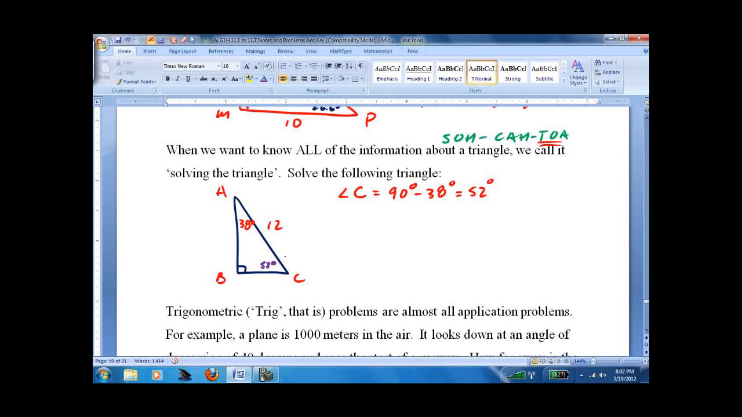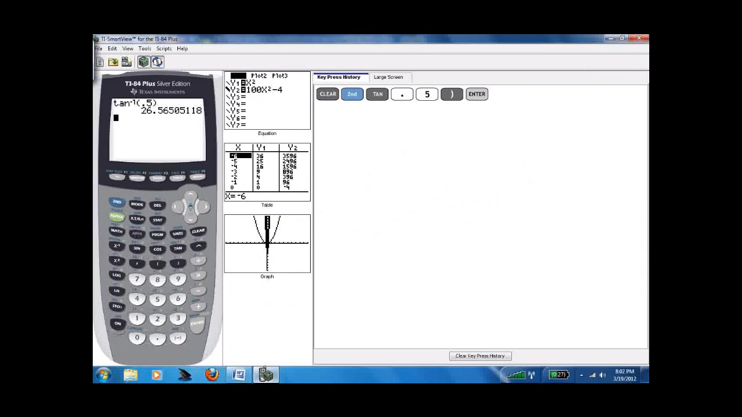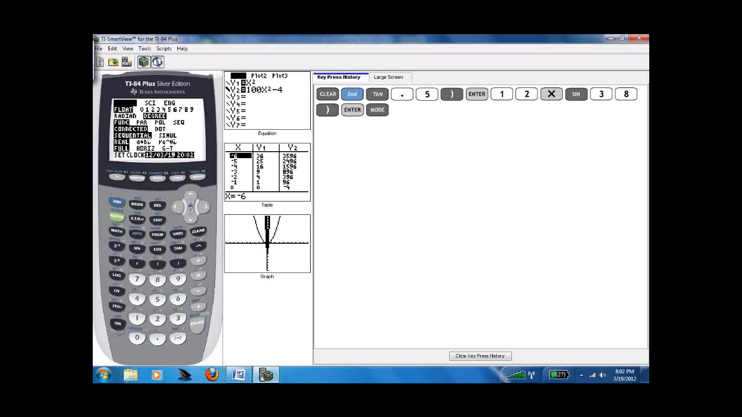Now we want to find the legs, so we can pick any one we want. Let's go with sine, doesn't matter, and let's go with angle A. Sine of angle A is opposite, which is A, over 12. And I can erase A because we actually know A. It's 38 degrees. Multiply by 12. Cancel. A equals 12 times sine of 38 degrees. By the way, very important, when you do this, make sure your calculator is in degree mode, which it is. 7.4.